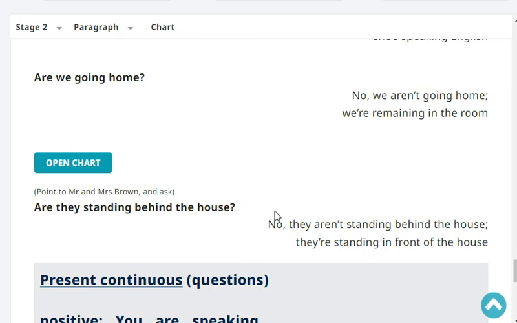Okay, here we go. Are they standing behind the house? No, they aren't standing behind the house. They're standing in front of the house. Very good.